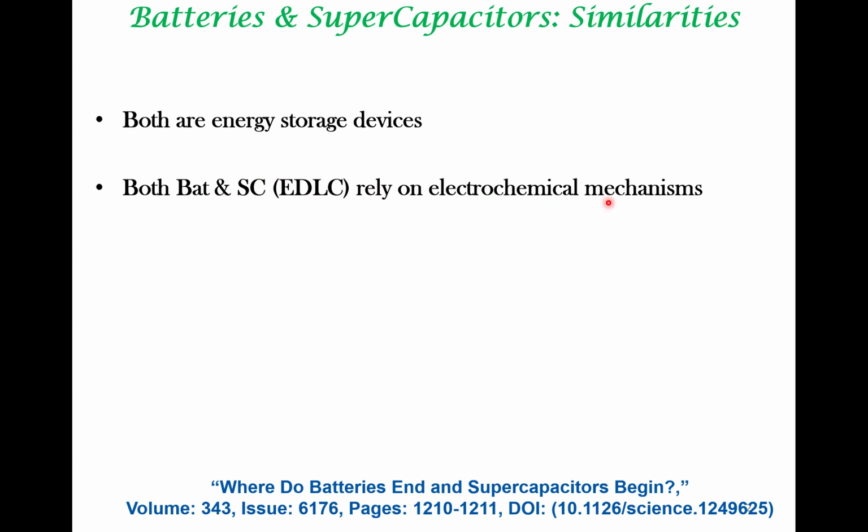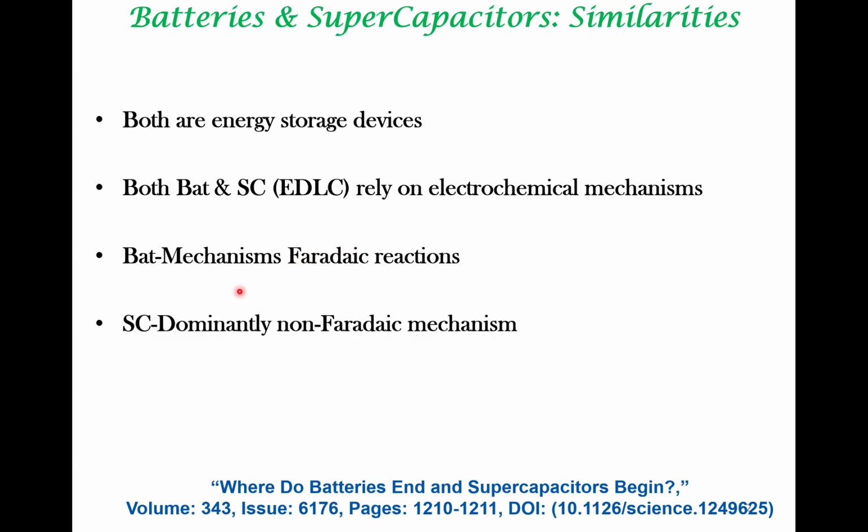Both rely on certain electrochemical mechanisms, but the mechanisms are quite different. For a battery, the mechanisms involve Faradaic reaction. There is an electron transfer electrochemical reaction. However, for a supercapacitor, we are typically relying on a non-Faradaic mechanism. For a capacitor, the energy storage mechanism in the most rudimentary electrochemical double layer capacitor is just the charging and discharging of a double layer. So in any case, we are dominantly dependent upon a non-Faradaic mechanism. There is not a significant amount of electrochemical reactions taking place in a supercapacitor.